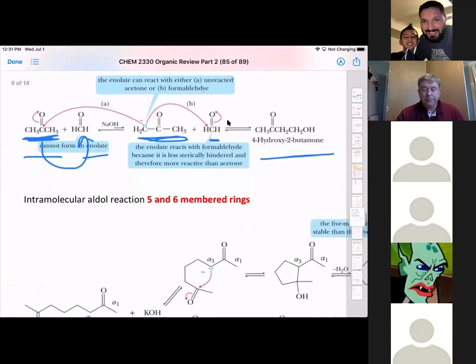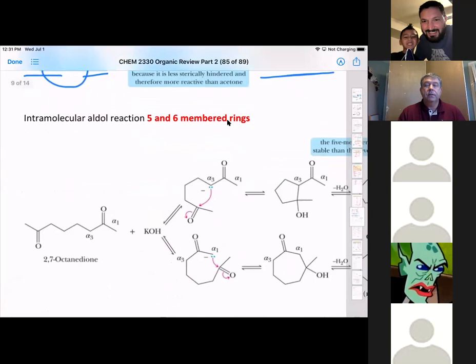Now, don't forget, if you have two carbonyls on the same compound, you can make rings, but you're only going to make 5 or 6 membered rings. Do not make a 7-membered ring. Do not make a 4-membered ring, okay? You'll only make 5 and 6 membered rings out of these systems, okay?